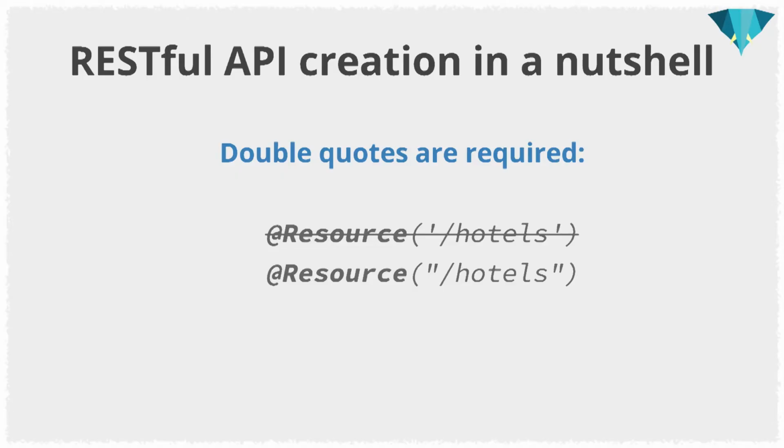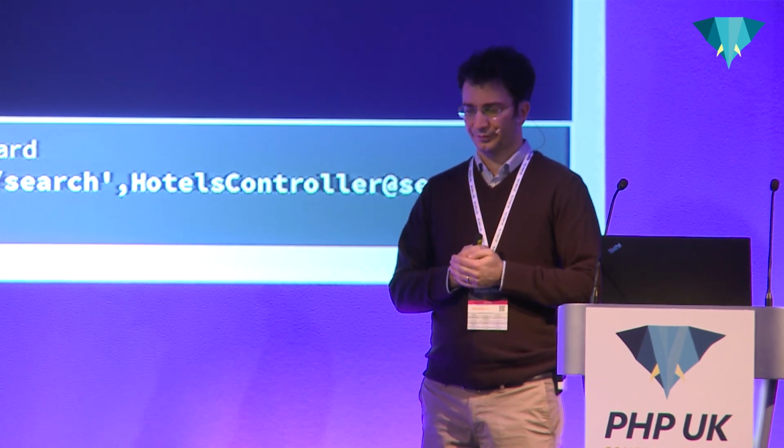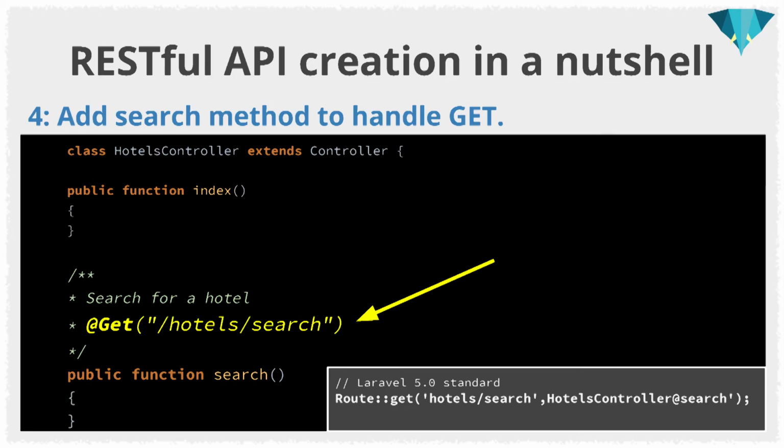One very important thing is that we must use double quotes. Otherwise, it won't work. OK, so since my boss asked me to search for a hotel, I need to have a way to do that. So in my HotelsController, I will add a doc block annotation that maps to a get. So I'll be sending in some parameters to my get request, and that will respond on the URL hotels/search. And I've created a method, search, to handle that request.